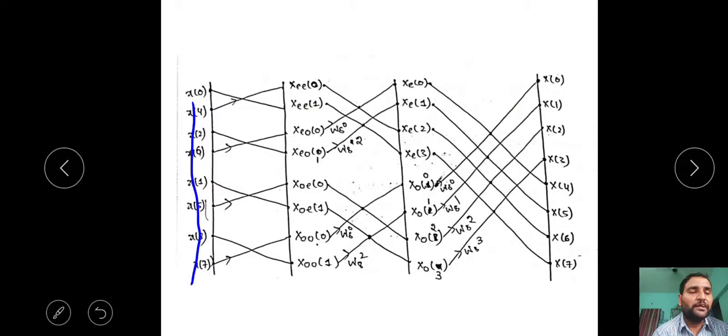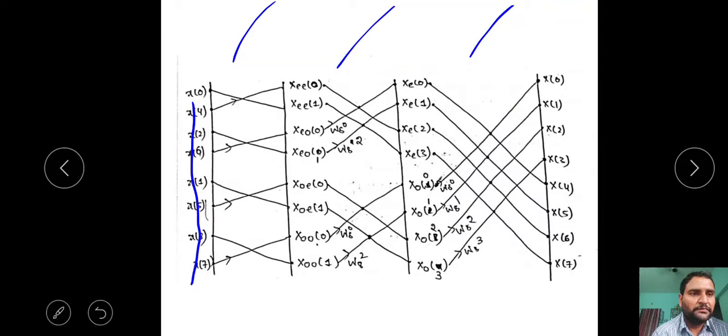8 inputs means we have 3 stages. The number of stages in the FFT algorithm is given by n equal to 2 power m. Here it is 8 equal to 2 power m. We get 2 cubed is equal to 8. That's why we have 8 input samples. So that means we have 3 stages: stage 1, stage 2, stage 3.